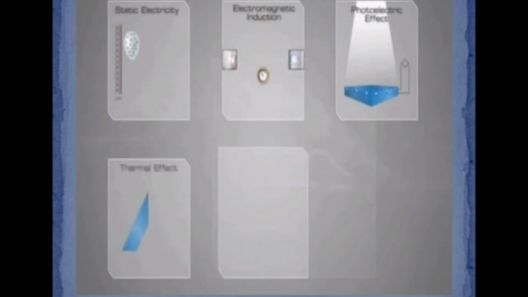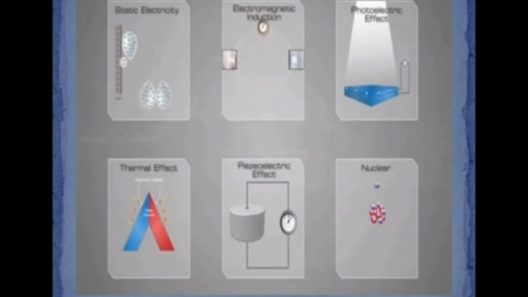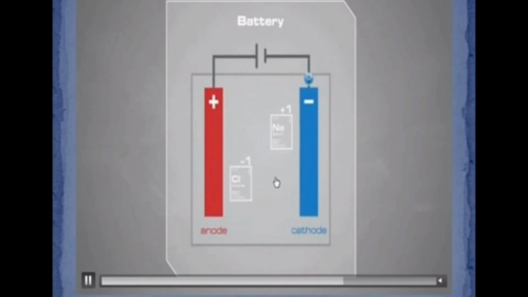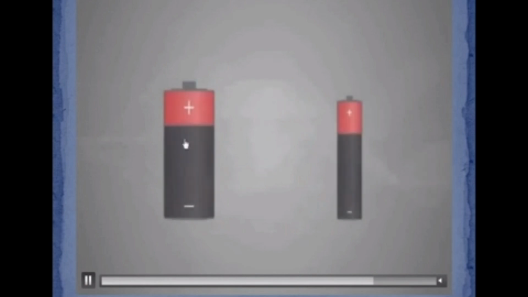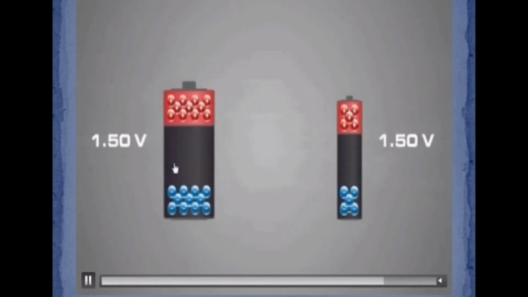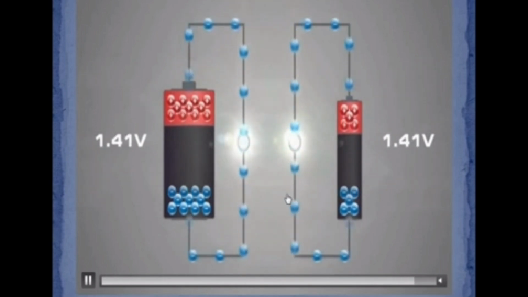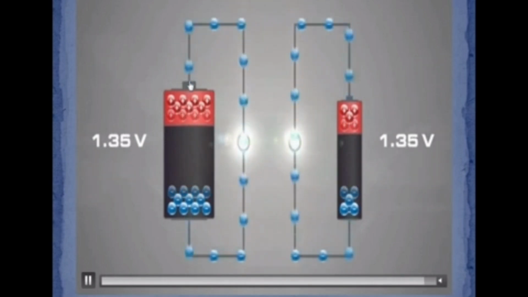It is used in static electricity, electromagnetic induction, photoelectric effect, thermal effect, nuclear and piezoelectric effect. We have used it in all of these. So an ordinary battery works like this. The charges flow from positive to negative, that is the proton, and electrons flow inside the battery. This is a 1.5 volt battery. The two charges are arranged at two different ends, so the potential difference can make the charge move from one end to the other.